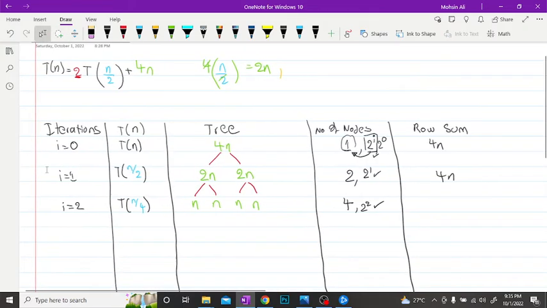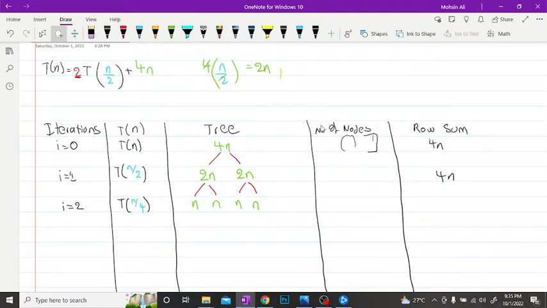So with that, we basically find out that for any type of tree recursion, the number of nodes is just going to be, let me just erase this part. For any type of tree recursion, the number of nodes that we're going to be getting is going to be a to the power i. So in this case, this is 2 to the power 0, which gives us 1. For this level, this is going to be 2 to the power 1. That's 2. And this is going to be 2 to the power 2, 4.